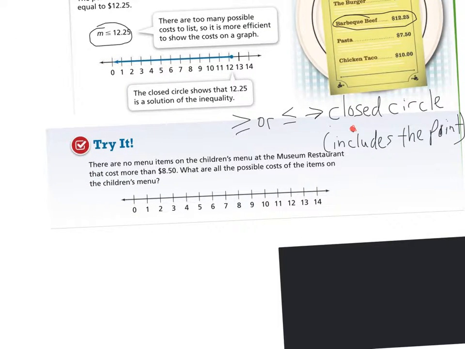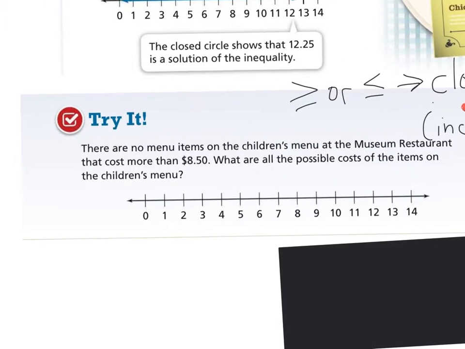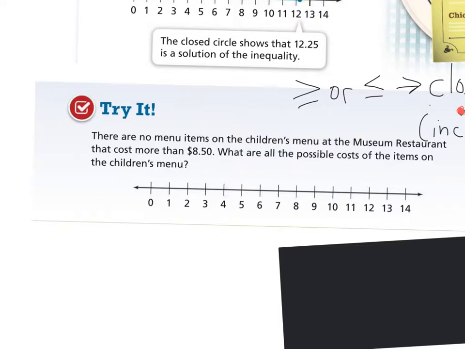So if we look at the try it, there are no menu items on the children's menu at the museum restaurant that cost more than $8.50. What are all the possible costs of the items on the children's menu? So similar idea. Nothing's more expensive than $8.50, but $8.50 could be a price. So we would include that. So we would have a closed circle at $8.50, and if it's otherwise costing less than that, we would go towards the left. Again, technically ending at 0 here. If we were doing an inequality, they didn't ask us to do this, we would say our cost is going to be less than or equal to $8.50.